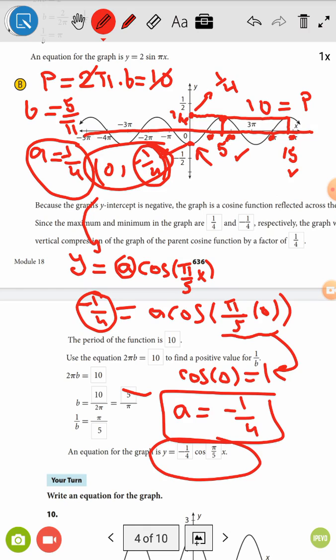About the homework, guys, do the Your Turn exercises that I skipped, and all the exercises from number 1 to number 10. And of course, you know the number of the page.